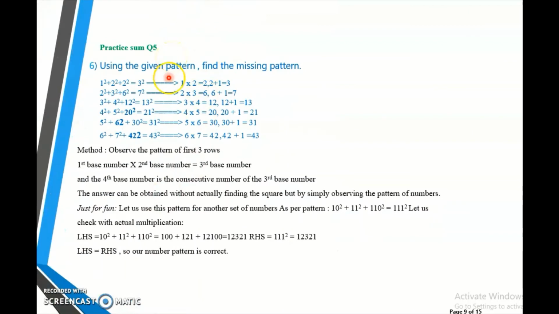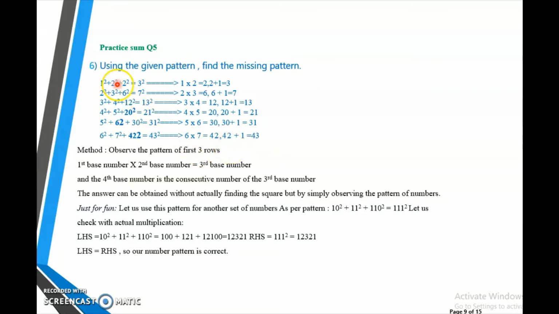Now, coming to the sixth question, again this is another pattern of square numbers. The explanation is given below. They say 1 square plus 2 square plus 2 square is 3 square. You don't have to find the squares of the numbers, you just have to observe the pattern. Observe the pattern of the first 3 rows.